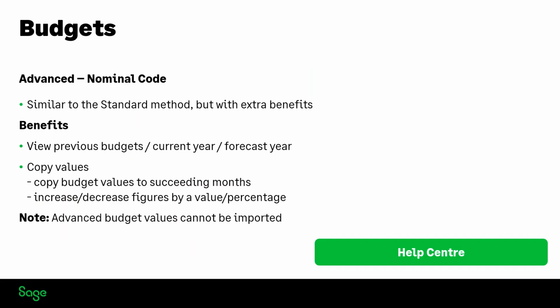Whereas with the advanced methods, you do get the current year, plus it means you can prepare for your next financial year in advance by entering in the forecast year. There's a copy values option, so you can copy budget values from one month to the next, choosing to increase or decrease figures either by a value or percentage. You'll see that in the demo in a moment.